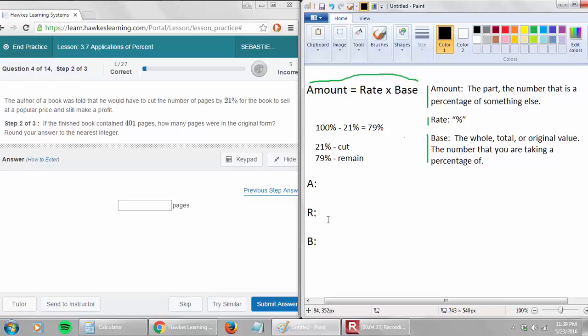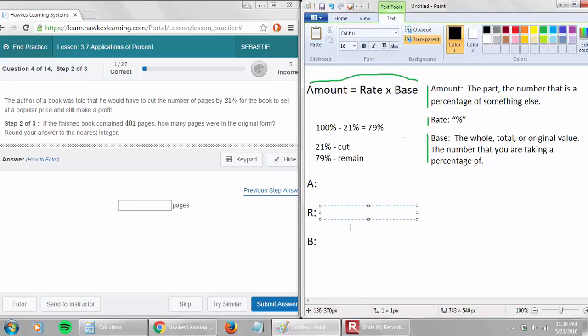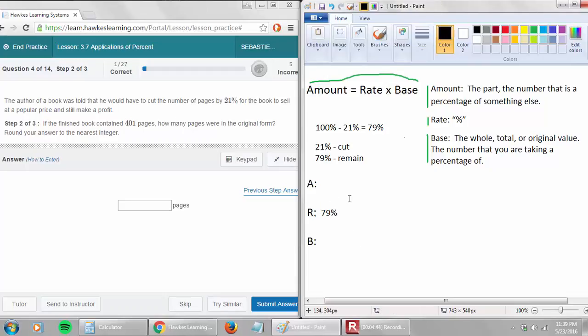There's at least one other question in here that uses a complement, and they don't clue you in step 1. You have to think things through. So here, 79% is going to be the rate that I use. Well, I've got 401 pages that remain, and they want to know how many pages were in the original. Well, here's a good clue word right here. The original is what I'm looking for.